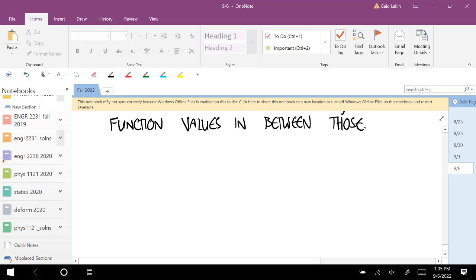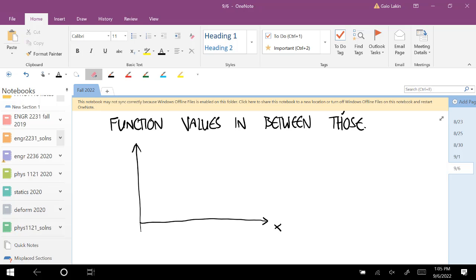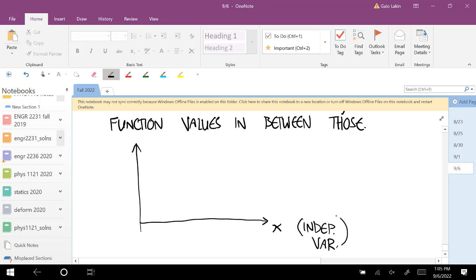And here's a picture of how it works. So if this is your independent variable, and this is your dependent variable, I'll call it f of x. So these are just totally general. We're not talking about specific properties or anything right now. And let's say your function looks like that.